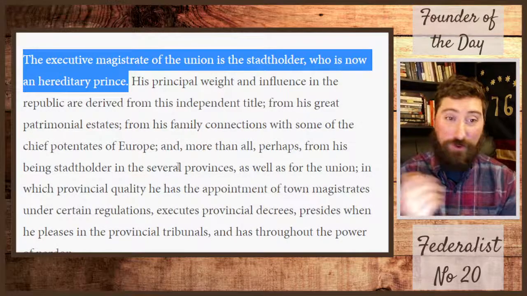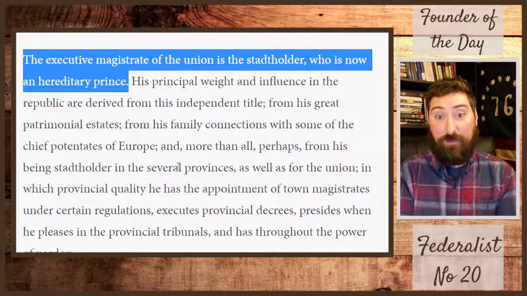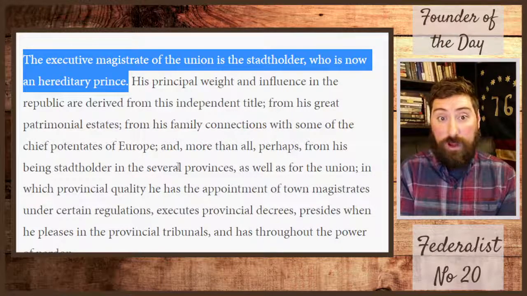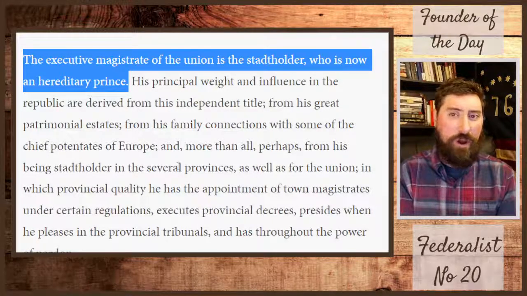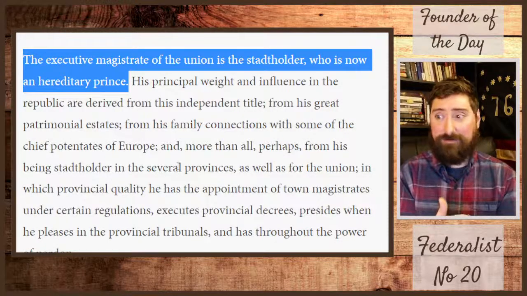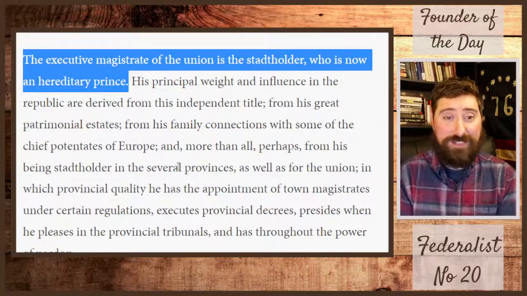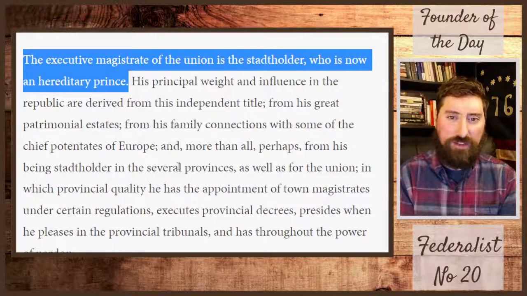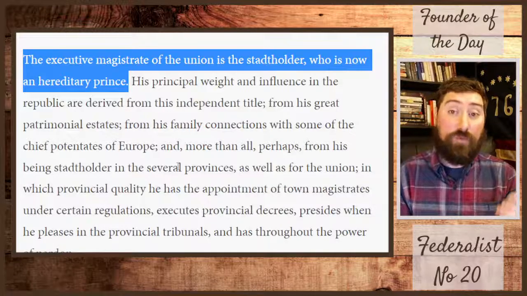Let's continue with what we want to talk about here. The executive magistrate is the stadtholder. So that's the name of the person in charge of the entire union. I believe that is also the name of the people running each individual state. Kind of like if you called the governor of a state a president and also called the president of the United States president. I'm pretty sure that's how they use the word stadtholder. Either way, he is an hereditary prince.